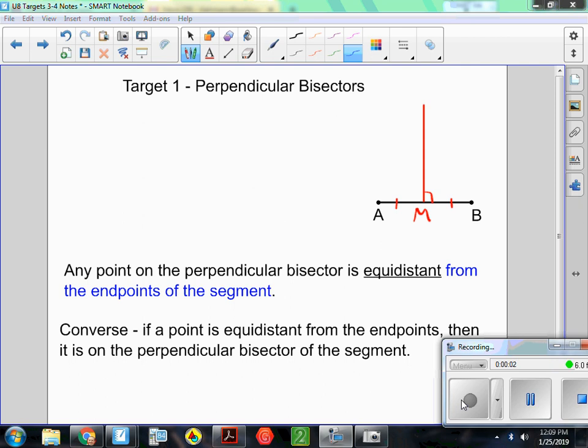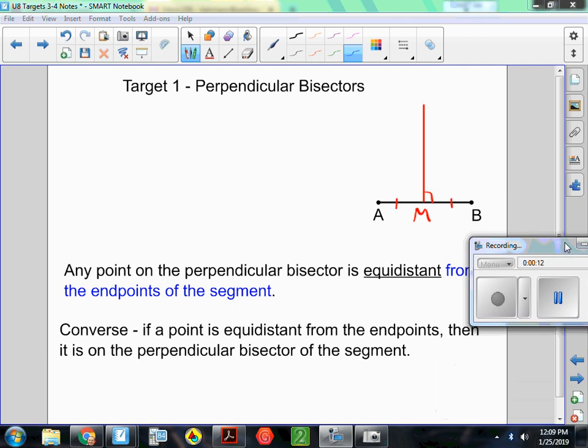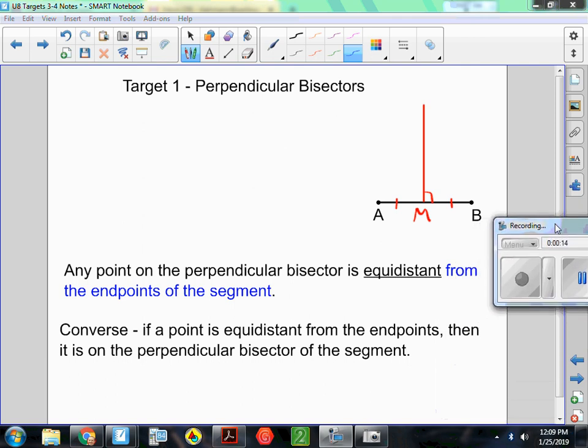Okay, this is Unit 8, Target 1. Working with perpendicular bisectors, really in a triangle, but we're going to start with just perpendicular bisectors. Okay. So Target 1, perpendicular bisectors.